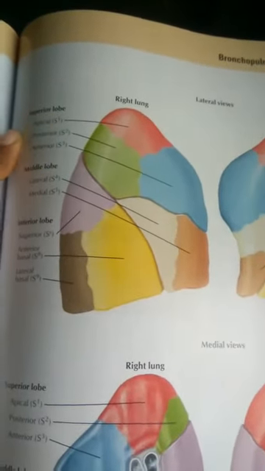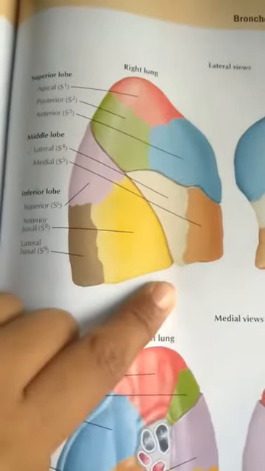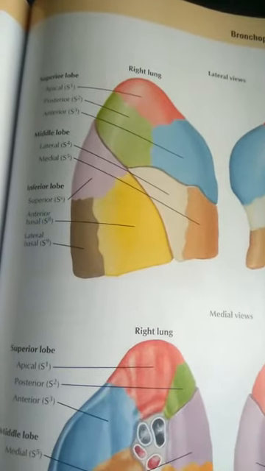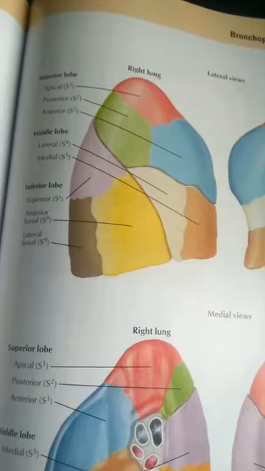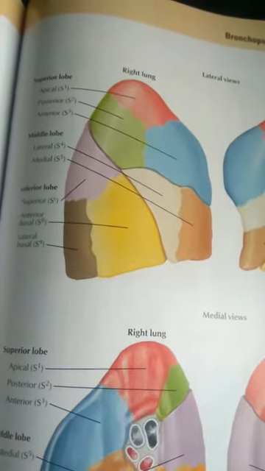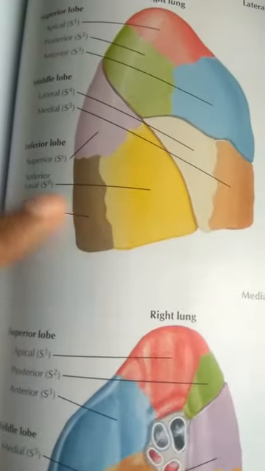So in the apical we have 3 parts, that is apical, posterior and anterior. And next in the middle lobe we have medial and lateral, right? So you can see this is the medial and this is the lateral. And in the inferior or lower lobe we have our apical, anterior basal, posterior basal, medial basal, and also lateral basal, right? So in the inferior lobe we can see this is superior, anterior basal, lateral basal, so right.